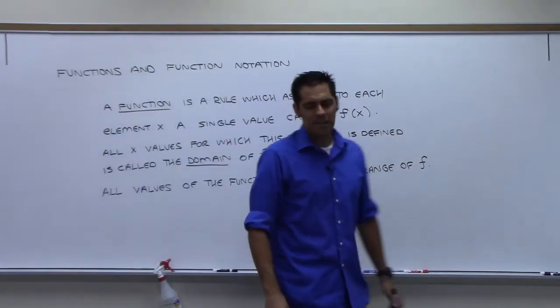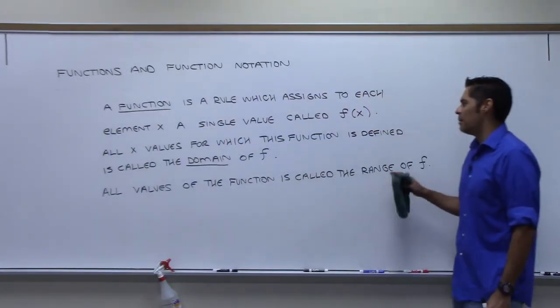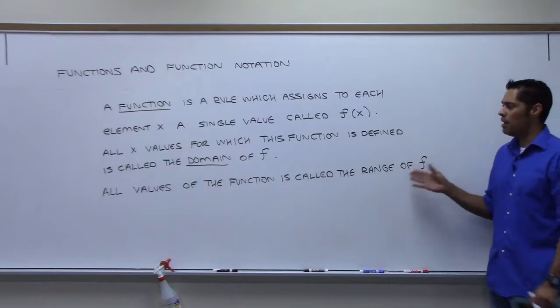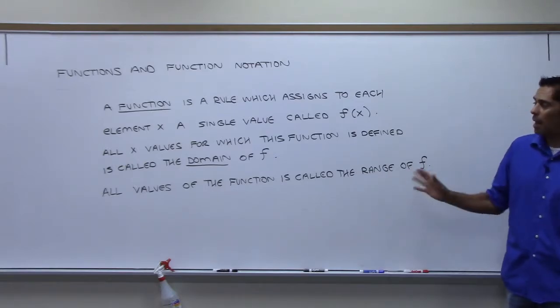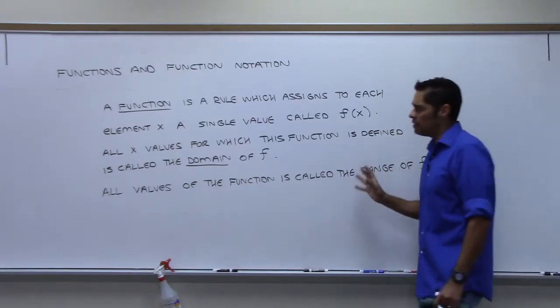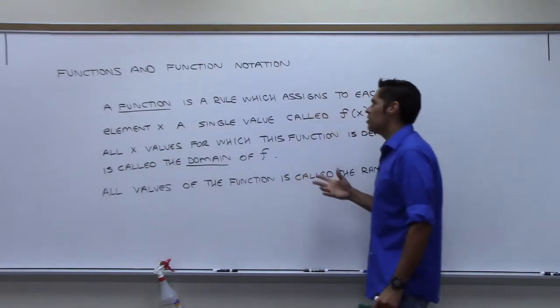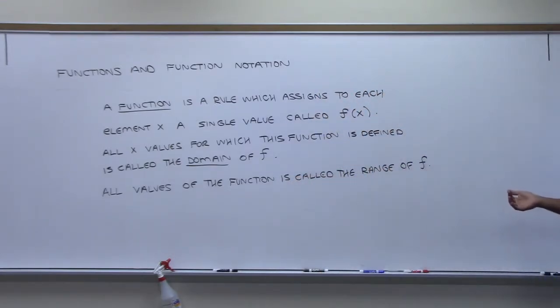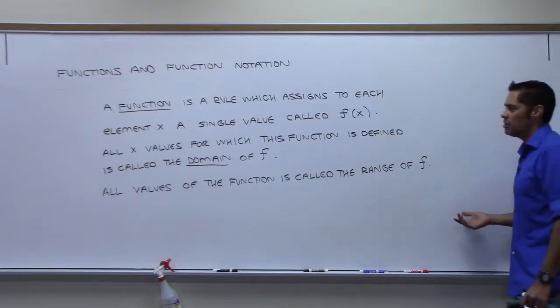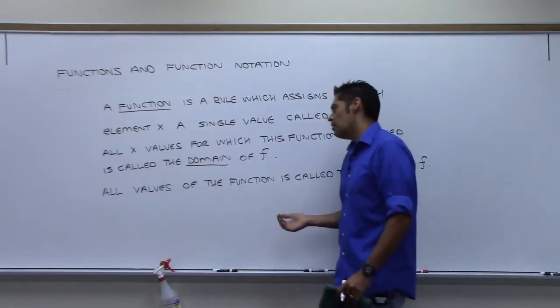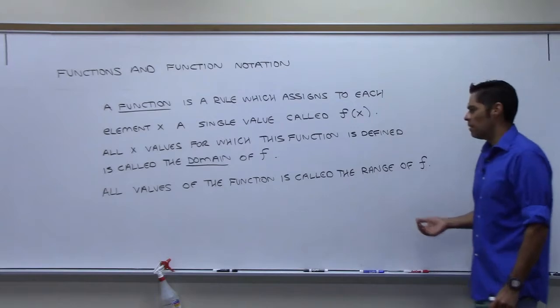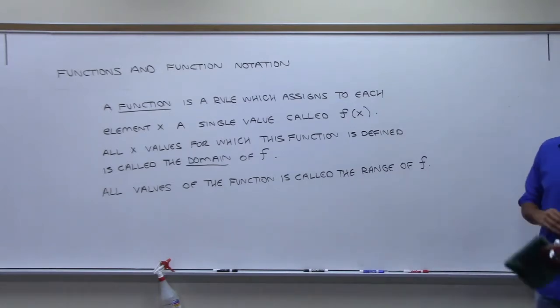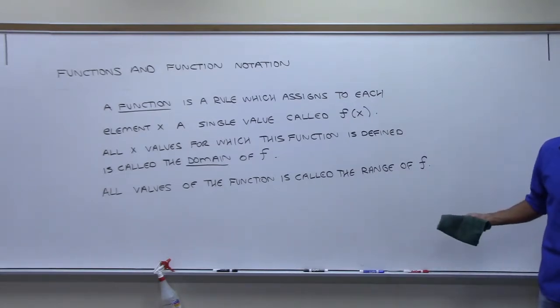So I put up here a precise definition of a function, but I didn't put it up here with you wanting to necessarily copy it. I wanted you to see how ugly this thing can look. A function is a rule which assigns to each element x a single value called f of x. All x values for which this function is defined is called the domain of f, and all the values of the function is called the range of f. And if you just look at that, it just looks like gibberish to most people.